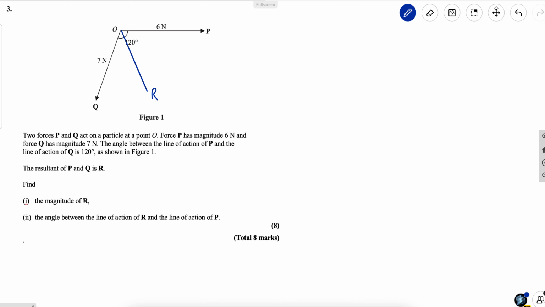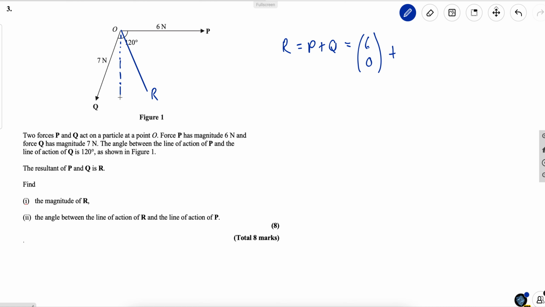I've got to find the magnitude of R. Now, R is P and Q added together. So R is equal to P plus Q. P is 6i 0j, and Q I have to resolve into components to write that in ij format.